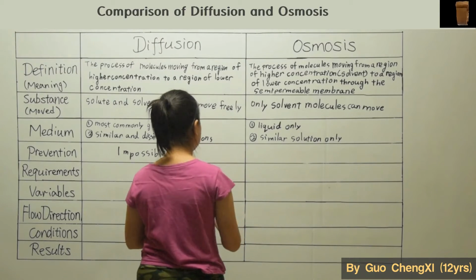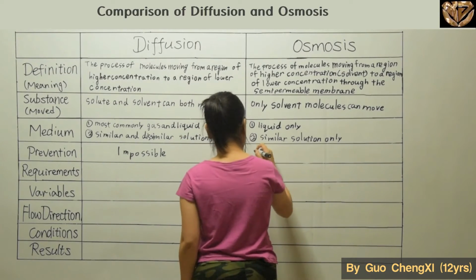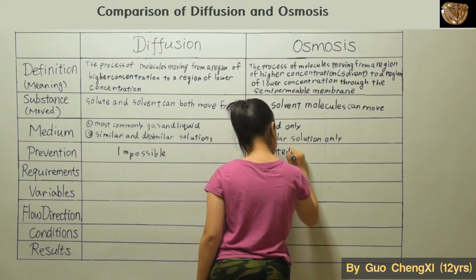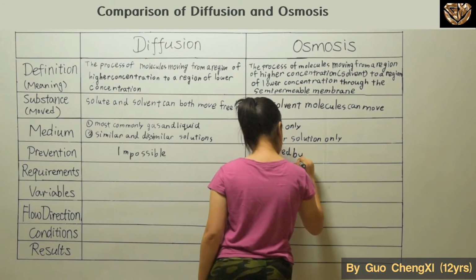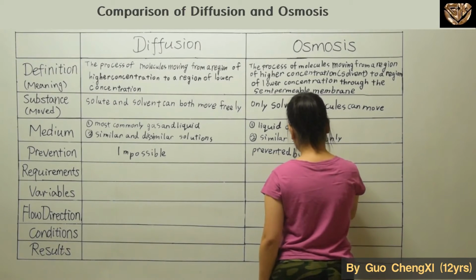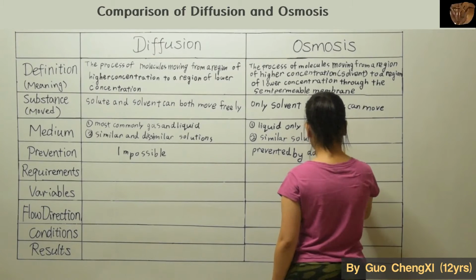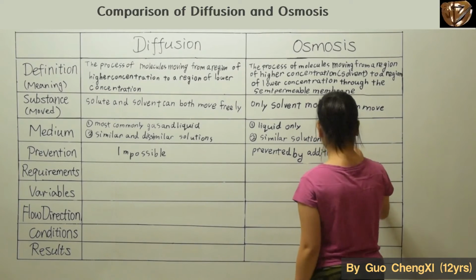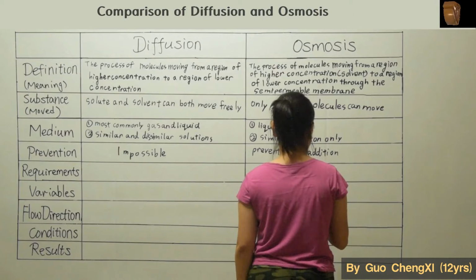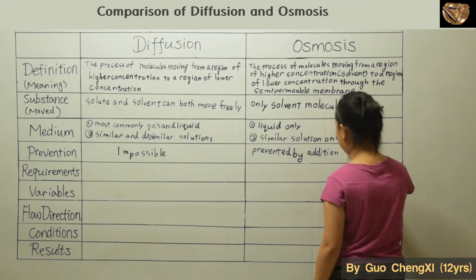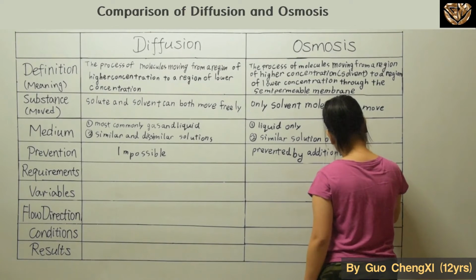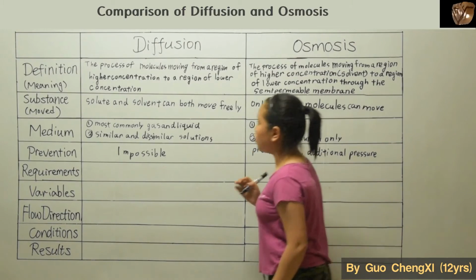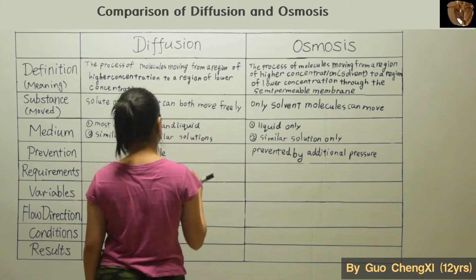Well, for osmosis, it can be prevented by additional pressure. In future lessons, you may also talk about not just diffusion, osmosis, and all those. Well, for this part, by additional pressure. Okay, so for osmosis, all of these things can be related.